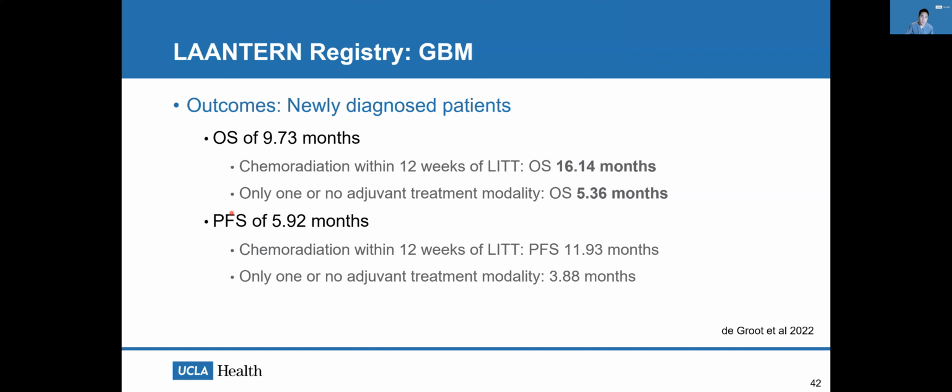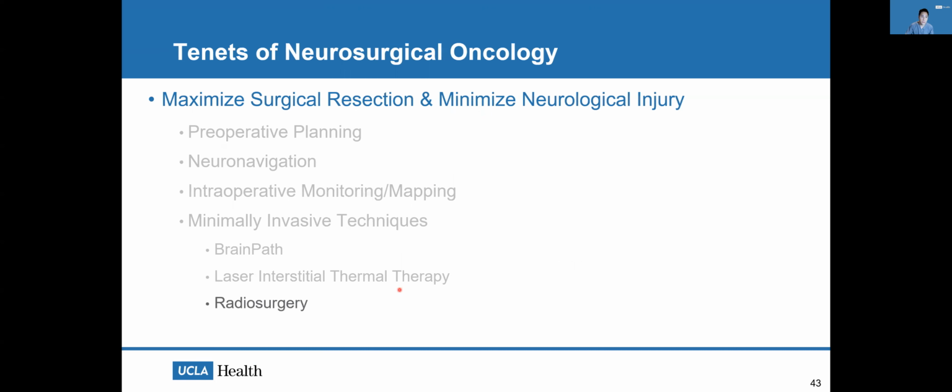Now, a big take-home point here is that you still have to have the chemo and radiation. So if only one or no adjuvant or postoperative modality, be it chemo or radiation, were pursued, then overall survival was 5 months. So it does suggest that potentially patients with recurrent disease where both options may not be available, overall survival might not be as good. And the same take home with progression-free survival as well.